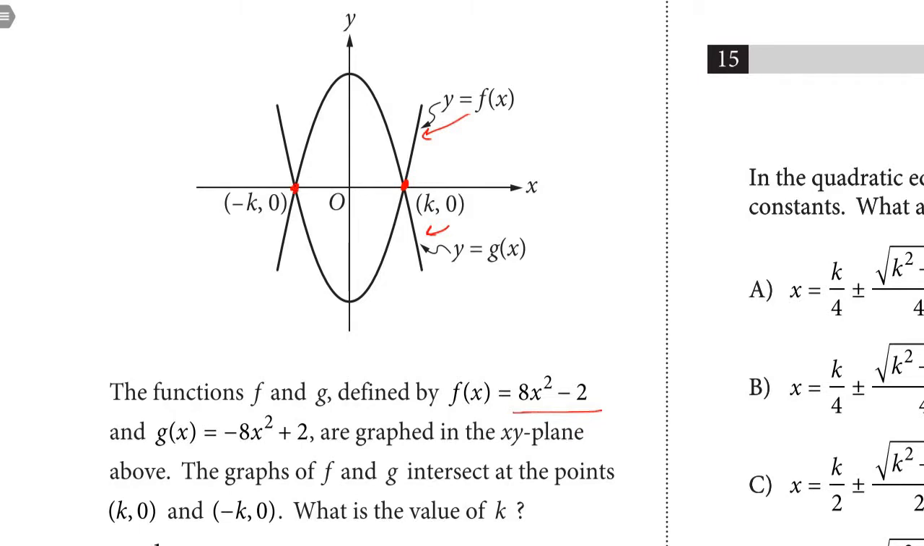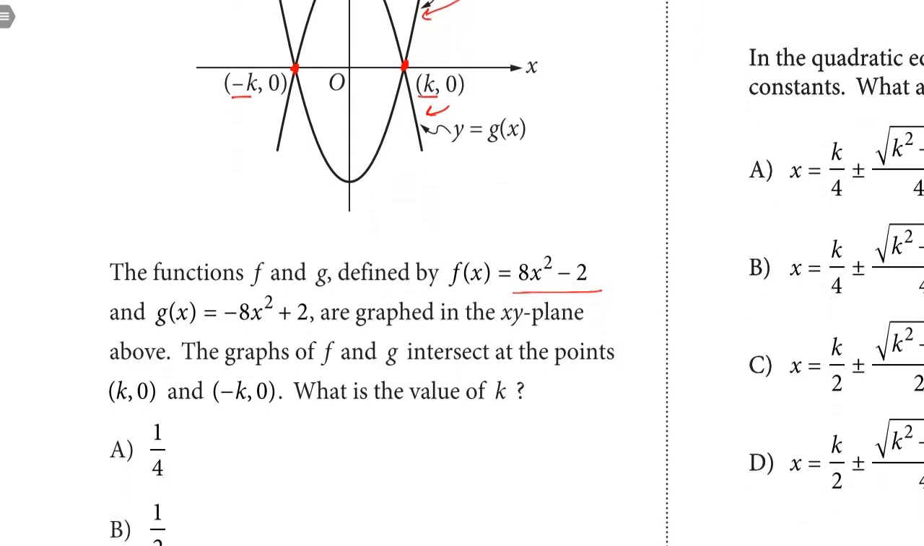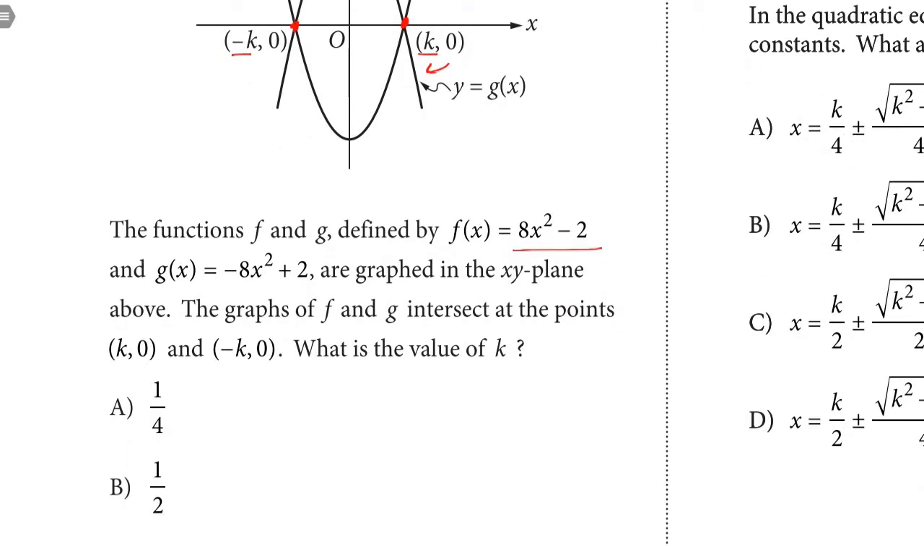Alright, so k represents the x value of both points, because now we know that the points at which they intersect have 0 for y. We just have to know what the values of x are, which is negative k and k. And when is that going to happen? Well, that's going to happen when both f of x and g of x intersect, meaning when they're equal to each other. So what you want to do is just set f of x equal to g of x.